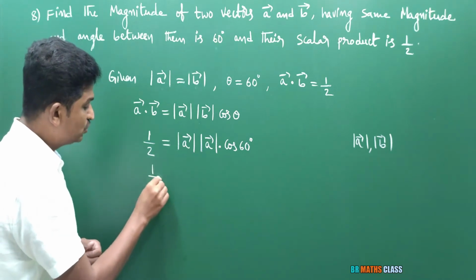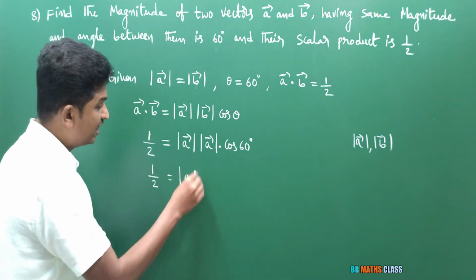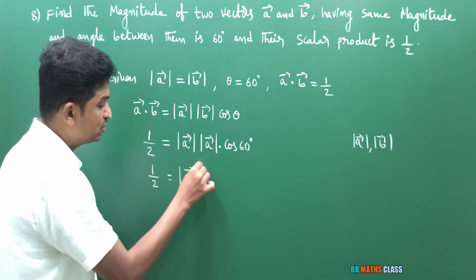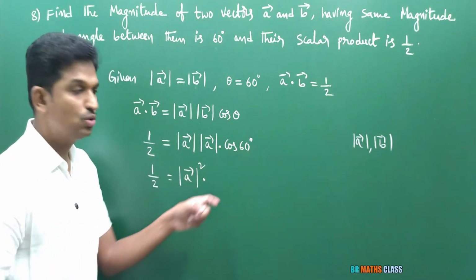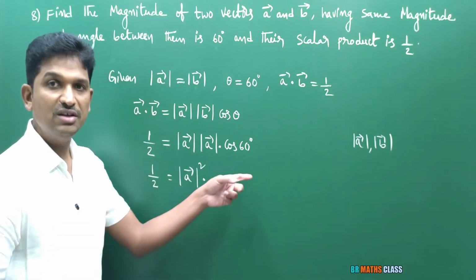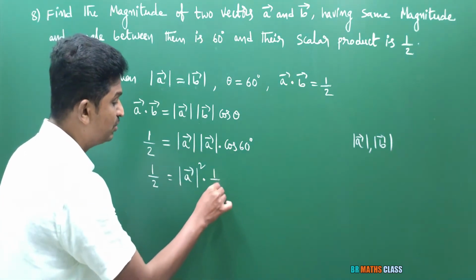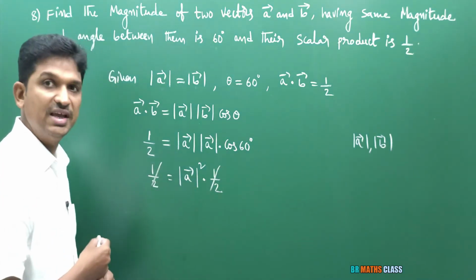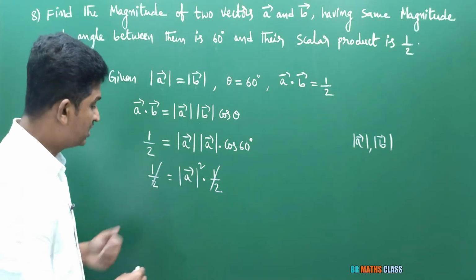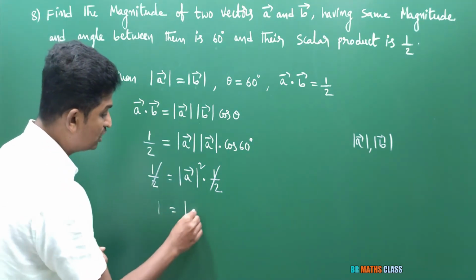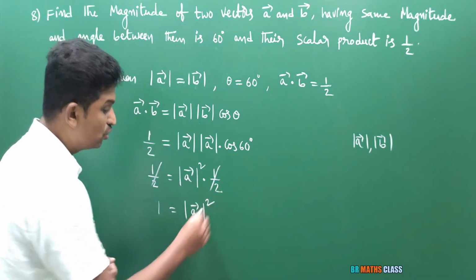Now 1 by 2 equals magnitude of A bar into magnitude of A bar, which is magnitude of A bar whole square, into cos 60 degrees. What is the value of cos 60 degrees? We know in trigonometry the value of cos 60 degrees is 1 by 2. This 1 by 2 will get cancelled. So what you got here is 1 equals magnitude of A bar whole square.